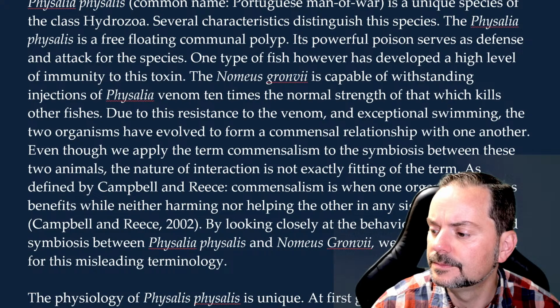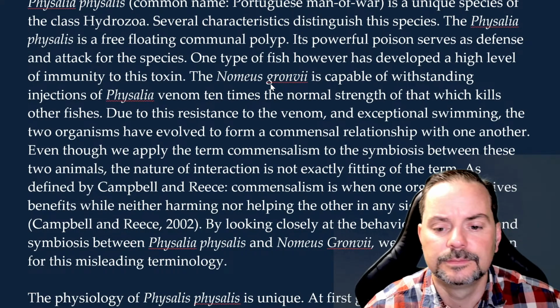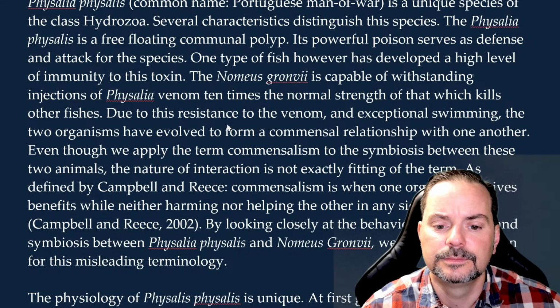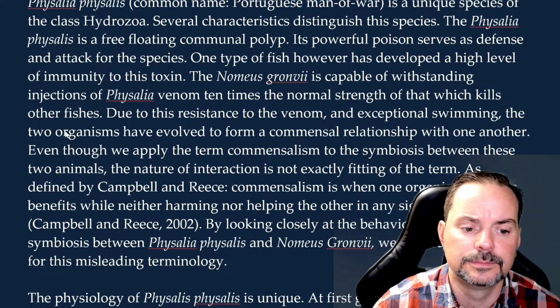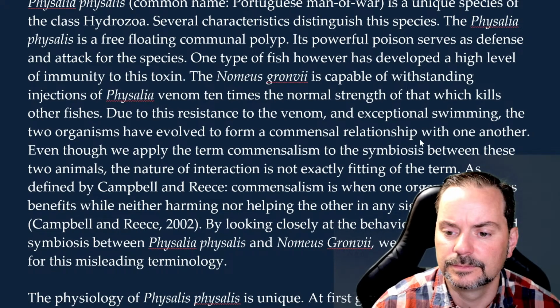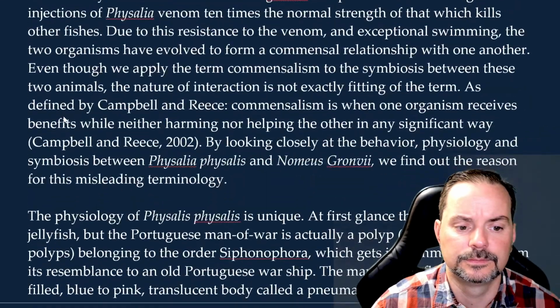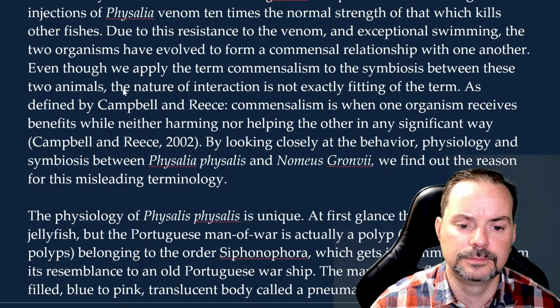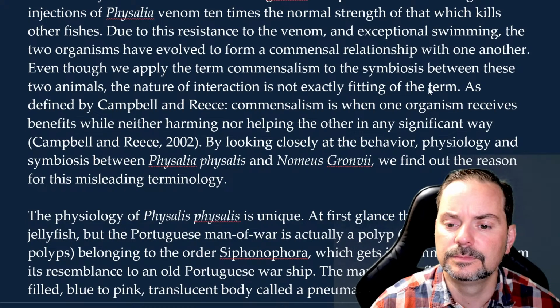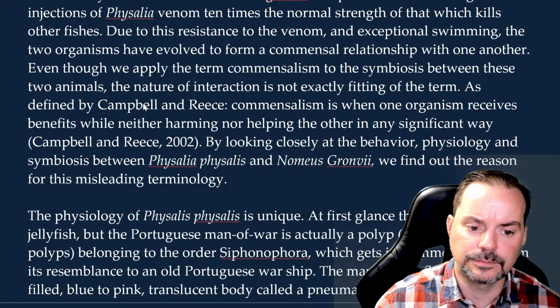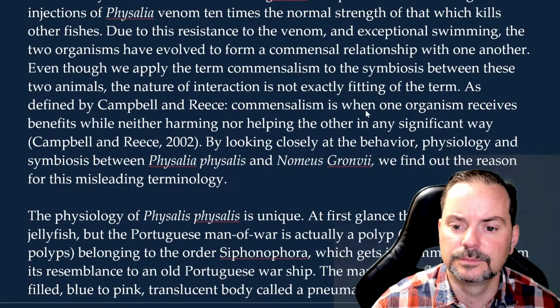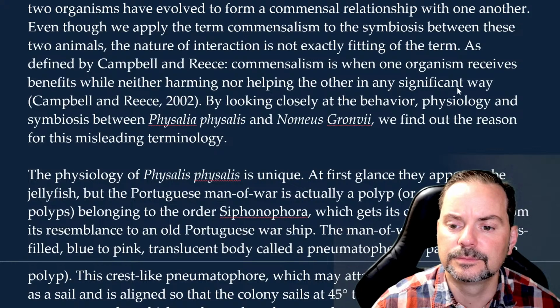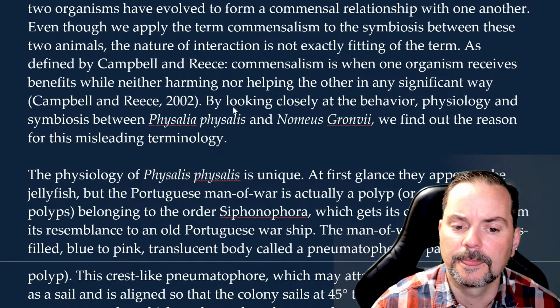The Nomius gronvoi is capable of withstanding injections of Physalia venom 10 times the normal strength of that which kills other fishes. Due to this resistance to the venom and exceptional swimming, the two organisms have evolved to form a commensal relationship with one another. Even though we apply the term commensalism to the symbiosis between these two animals, the nature of interaction is not exactly fitting of the term. As defined by Campbell and Rees, commensalism is when one organism receives benefits while neither harming nor helping the other in any significant way. Campbell and Rees, 2002.